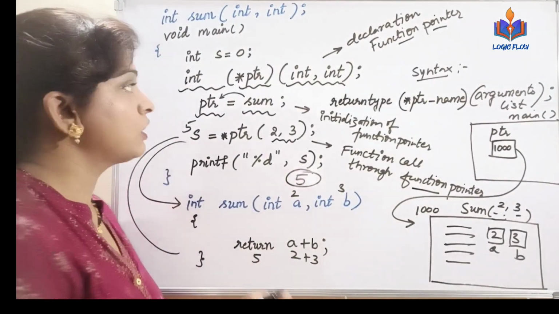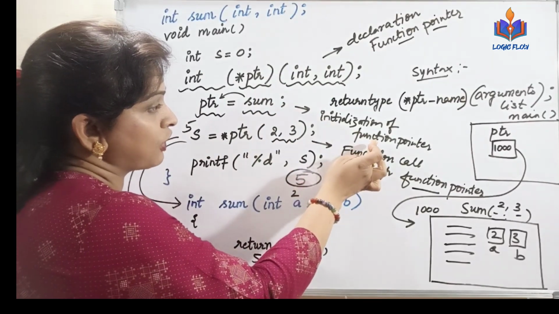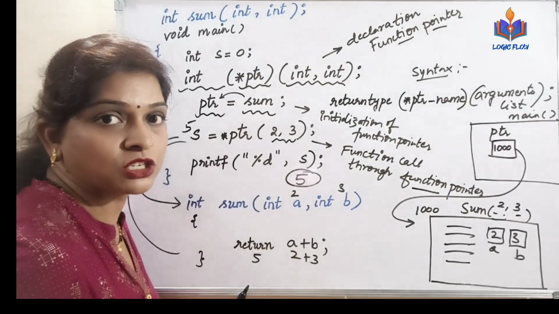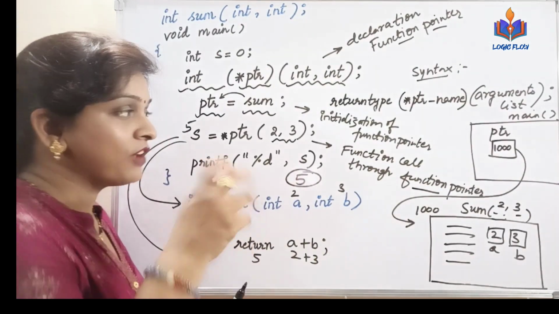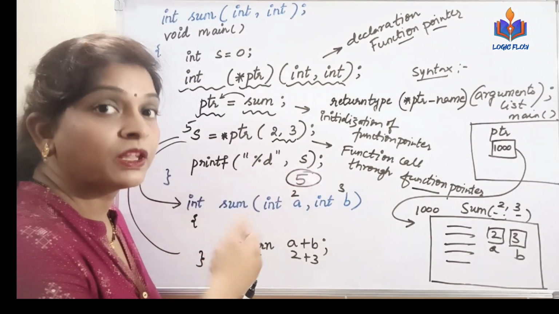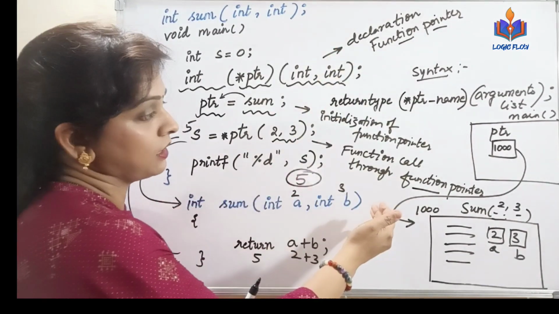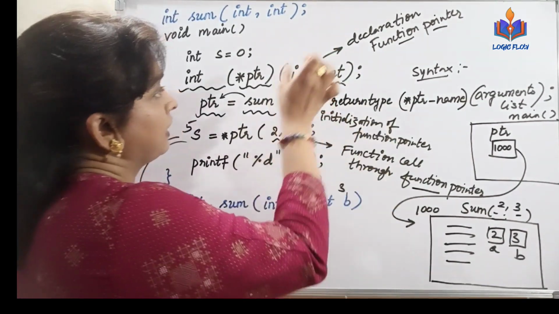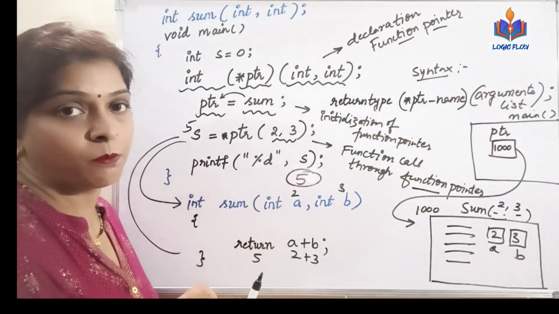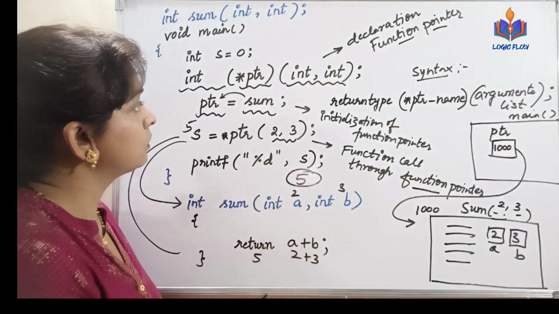So hope you have understood the declaration of the function pointer, initialization of the function pointer, and how to call the function through the function pointer. Where we use this function pointer, that is the callback method, we are going to see in a separate video. Hope you have understood these 3 important things: declaring, initializing and calling the function through the function pointer. So let us understand this with the execution also.